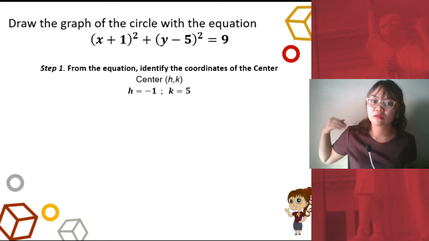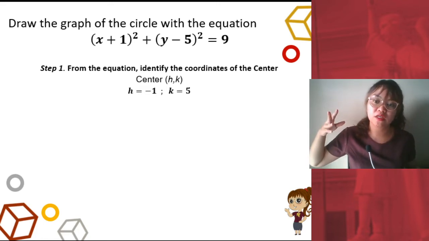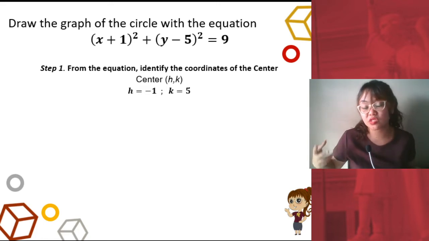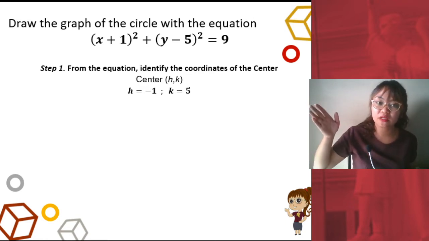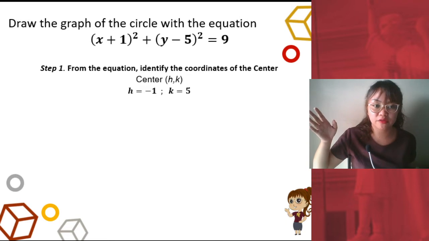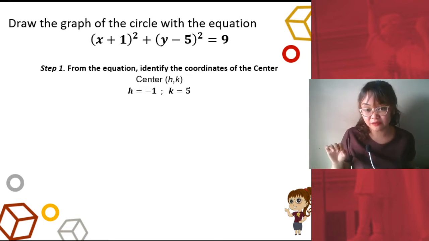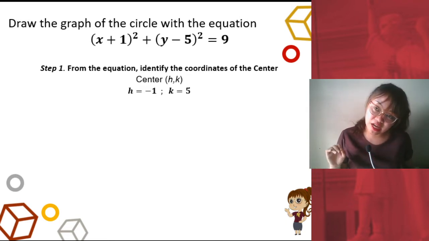So from x plus 1, you extract the value of h, which is -1. Then y minus 5, extract the value for k, which is simply 5. Now you have your center (h, k).